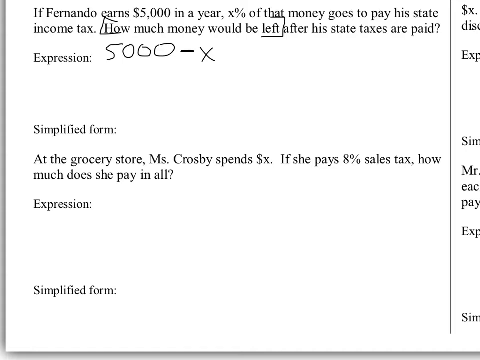Leah G. 5,000. Now, if I want to go through and simplify this, I'm going to go ahead and just rewrite this in correct form. 5,000x. Is there anything I can do to simplify this?